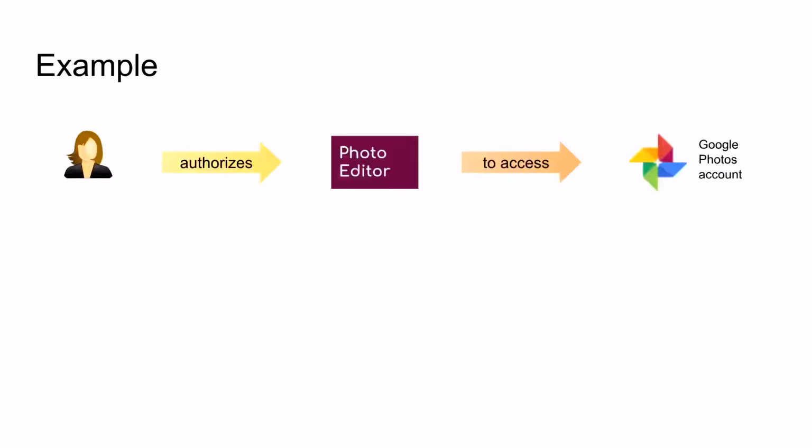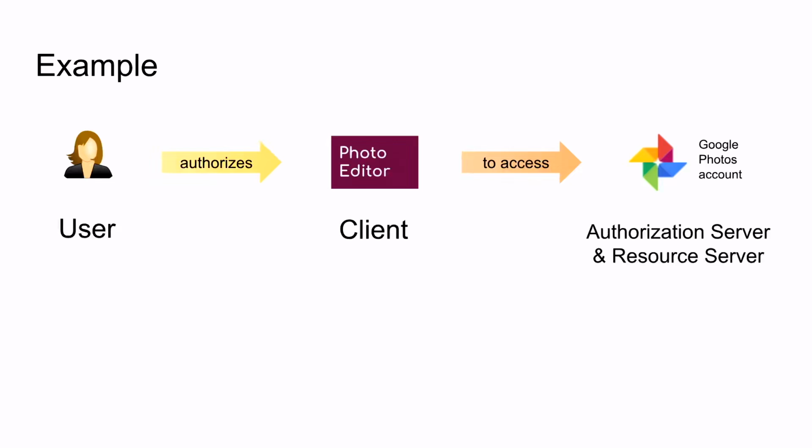So OAuth 2.0. Let's get everybody on the same page and start with a brief usage example here. We have a user, and she'd like to authorize some online photo editor app to access her photos at Google Photos, her Google Photos account or whatever. So in OAuth, the photo editor app would be the client, and Google Photos would provide the authorization server and the resource server.